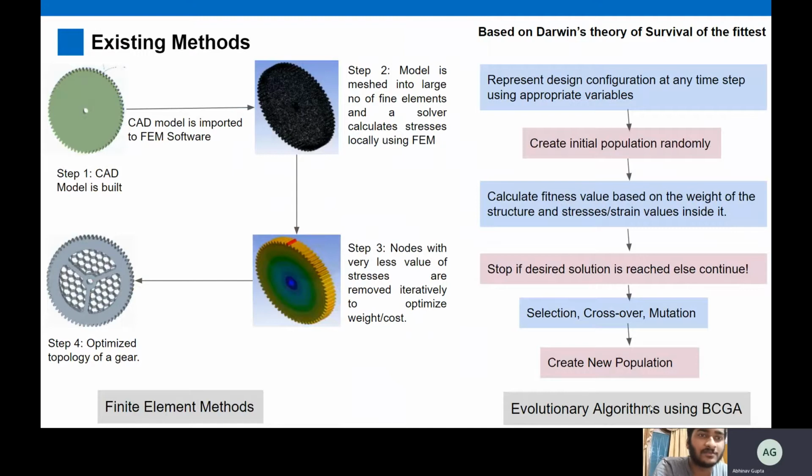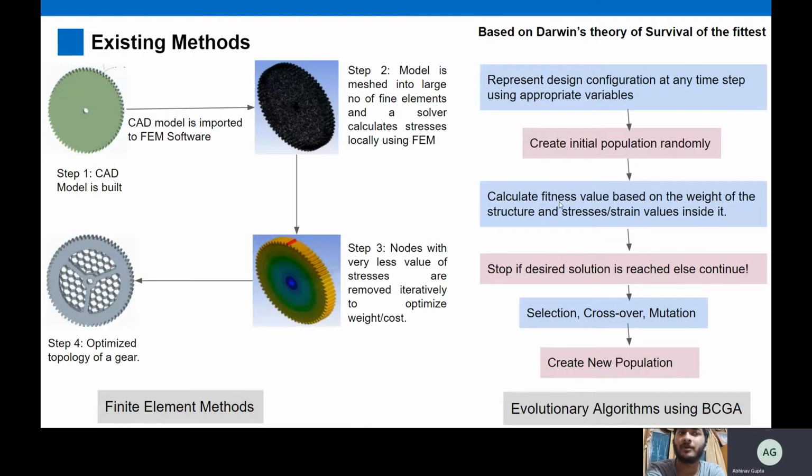Now, evolutionary algorithms using binary coded genetic algorithms are also used for topological optimization in literature. These evolutionary algorithms are based on Darwin's theory of survival of the fittest. In this, we represent the design configuration at any step using appropriate variables. Then we create a large number of sample solutions randomly in the initial population. And then we calculate the fitness value of each individual solution based on the weight of the mechanical structure and the stress-strain values in it.